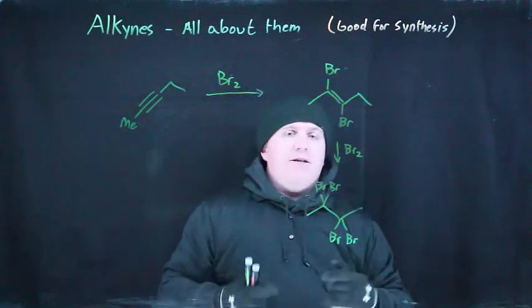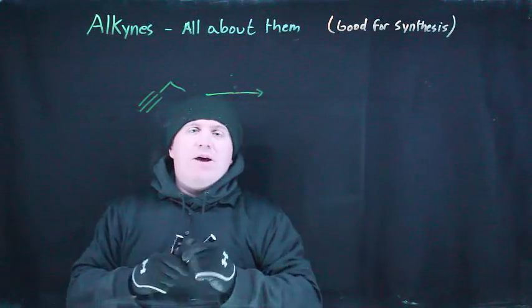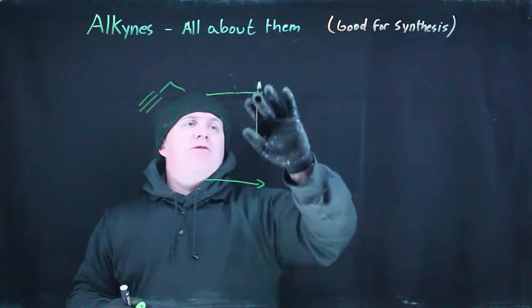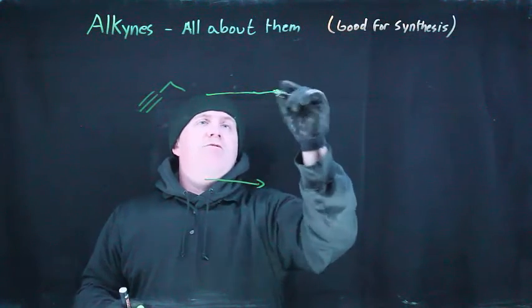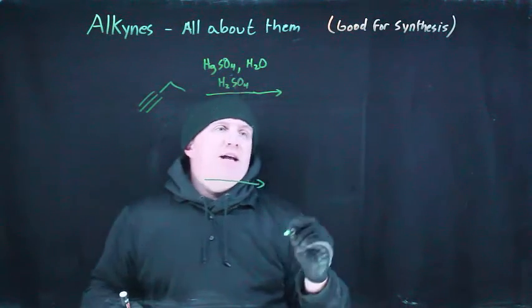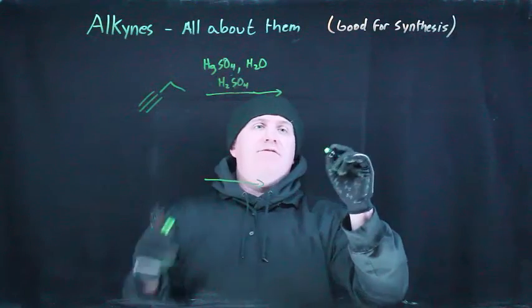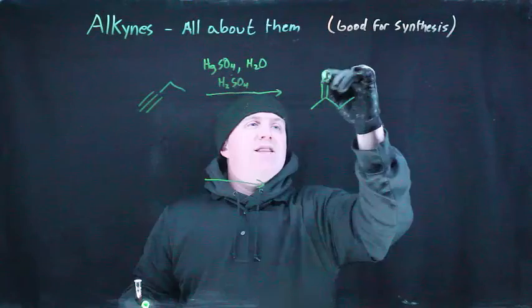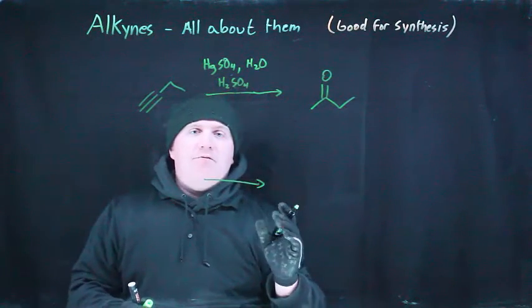tetrabromo species as drawn. You might wonder what happens if you add water to the triple bond, and here's where things take a turn for the slightly bizarre. So if we were to add, say, mercury in the presence of some acid, what ends up happening, as long as you have a substrate where you can differentiate the carbocations that would result, you end up making this ketone instead of what you might expect.